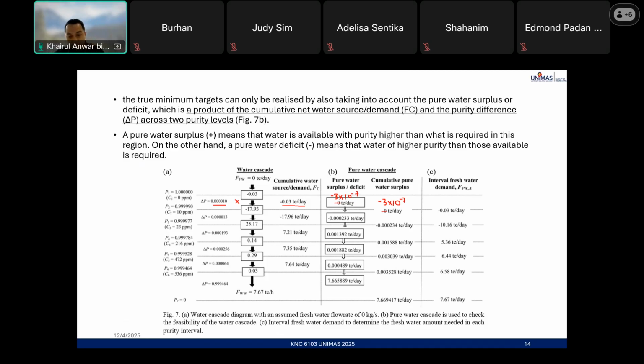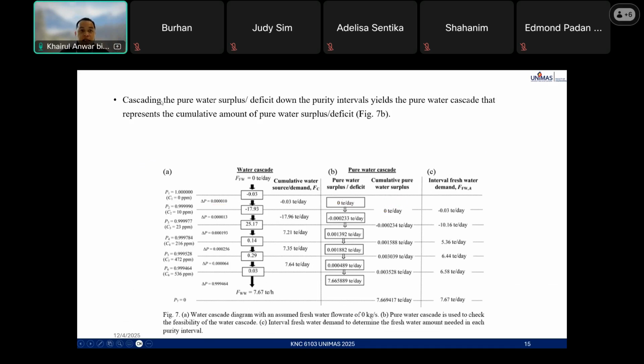Can we continue first? We can finish. So once you have calculated this, then we need to do the cascading again. This cascading is for the pure water cascade. The water surplus plus sign means that water is available with purity higher than what is required in this region. On the other hand, pure water deficit minus means that water of higher purity is required. Next is cascading the pure water surplus deficit down the purity interval in the pure water cascade, which represents the cumulative amount of pure water surplus distribution. This one, this column.